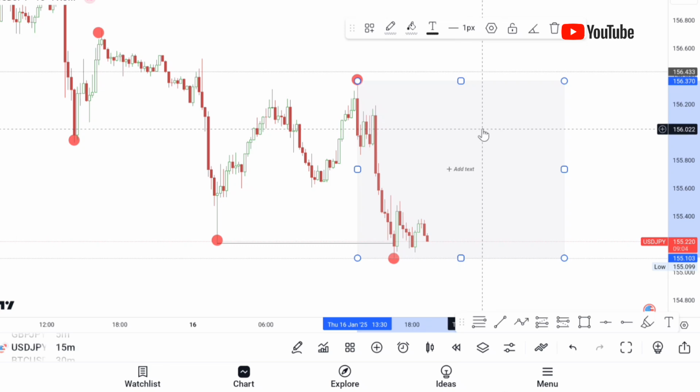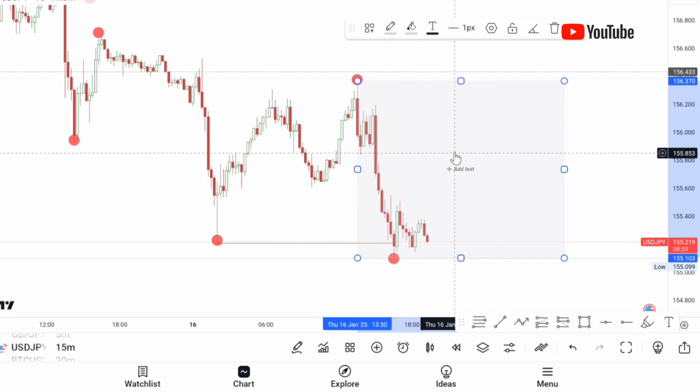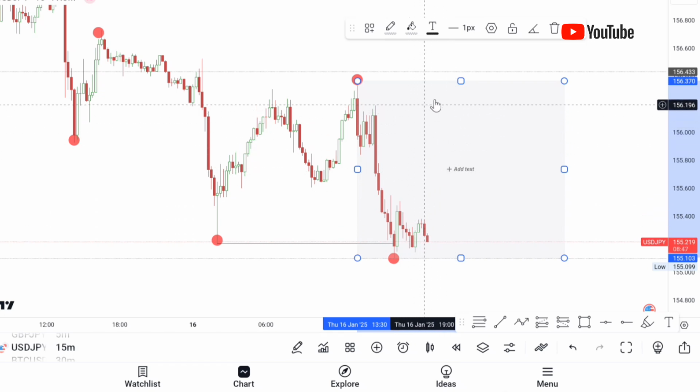So after I have mapped out the box like this, for me to understand the internal range liquidity, anything that happens in this box is what I call internal range liquidity. It is very important for you to understand the internal range liquidity.